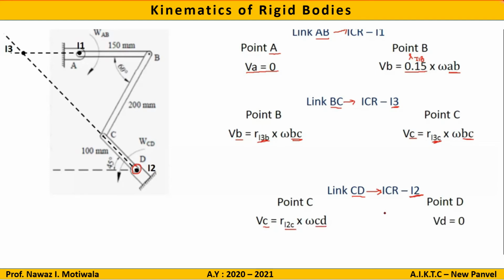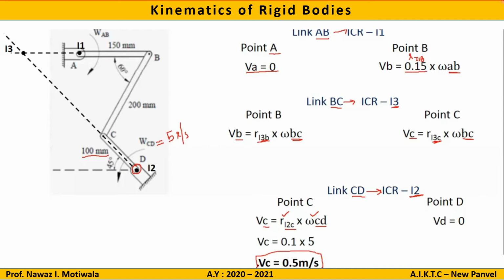After writing all this, what is our next step? Our next step is to find out distances, that is RI3B and RI3C and also RI2C. All the distances we need to find out. But you can see that this distance is already given to us and this omega CD is also given to us in the question. CD is given as 100 mm, that is 0.1, and omega CD was also given as 5 radian per second. So I will just substitute that because I know both the values, and I will get the answer for VC as 0.5 meter per second. This is one of the answers required.